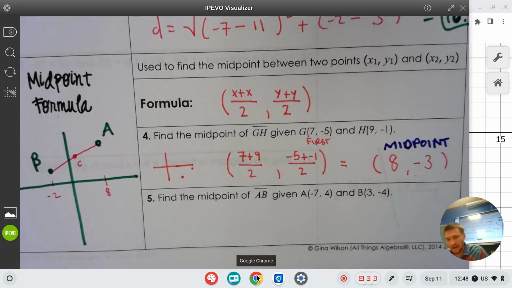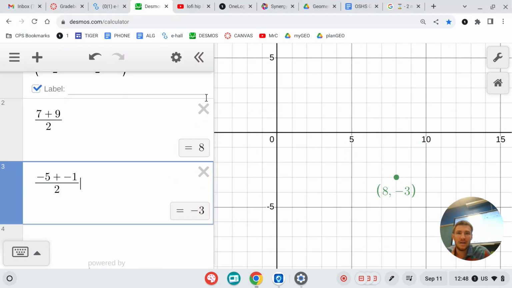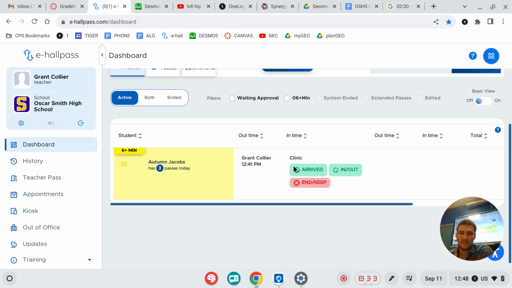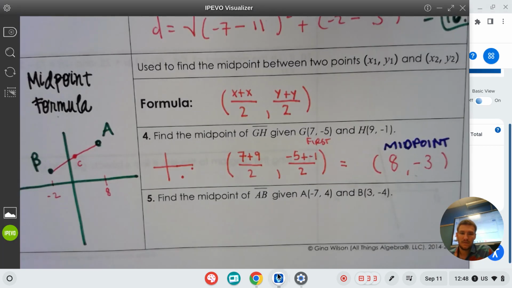So I'm going to give you guys another 2-minute timer and let you guys try number 5. I don't imagine it's going to be all that difficult if you actually do want to give it a shot. Try this out.